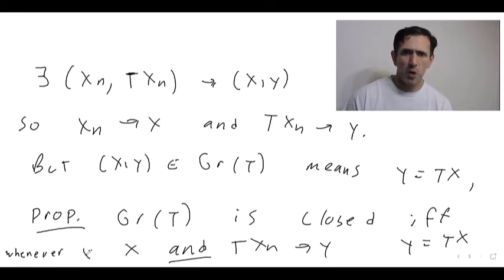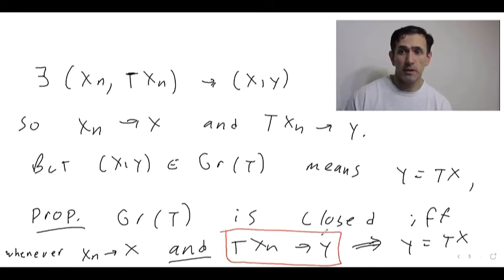Whenever we have both xn converges to x and txn converges to y, both of them imply y equals tx. So the key here is that all we need to do to show that the graph of t is closed is show that whenever xn converges to x, and whenever txn converges to something, that something is t of x.